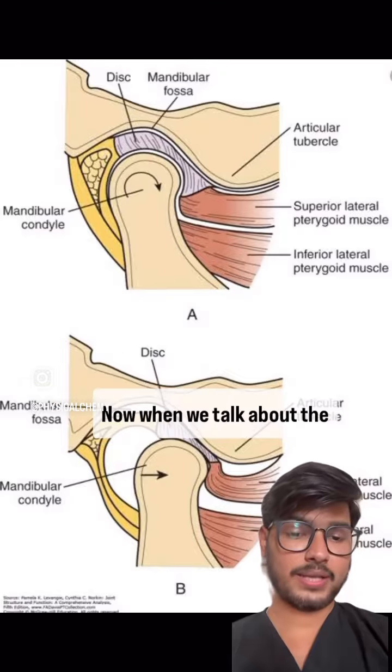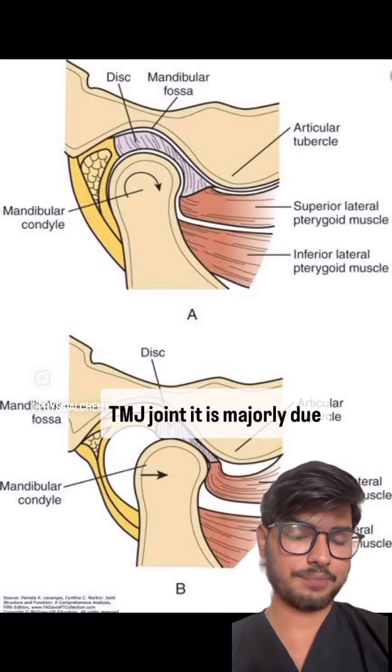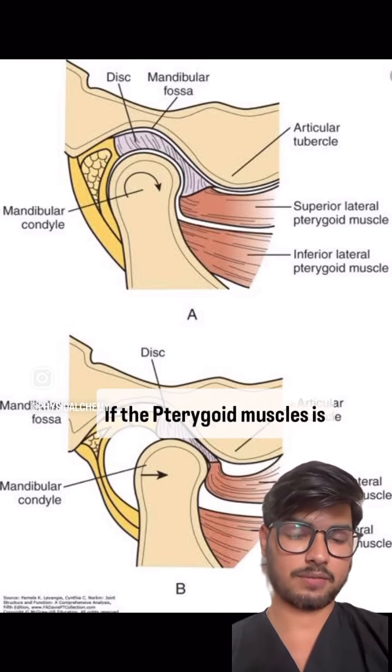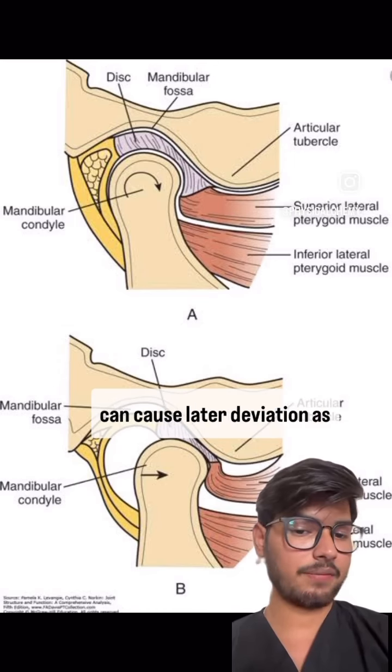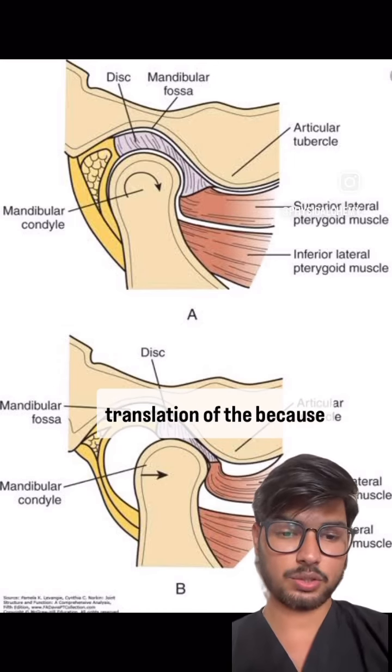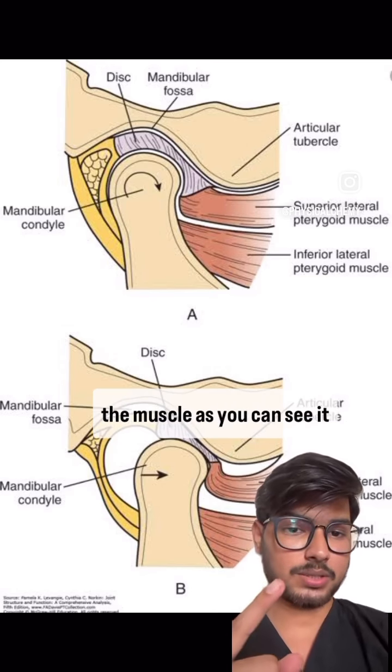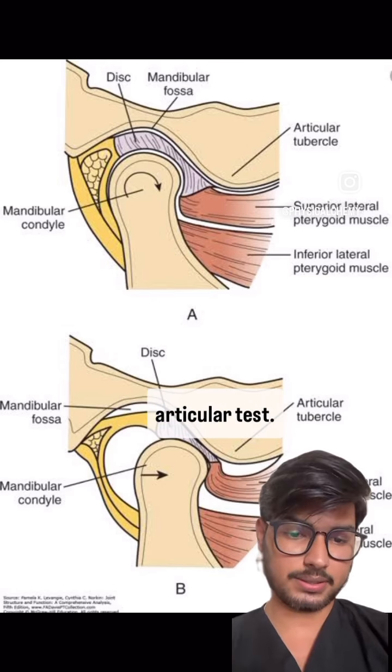Now when we talk about the extra-articular problem of the TMJ joint, it is majorly due to the pterygoid muscles. If the pterygoid muscle is hypoactive or hyperactive, it can cause lateral deviation as well as the anterior translation of the condyle. Because the pterygoid muscle, as you can see, is connected with the articular disc.